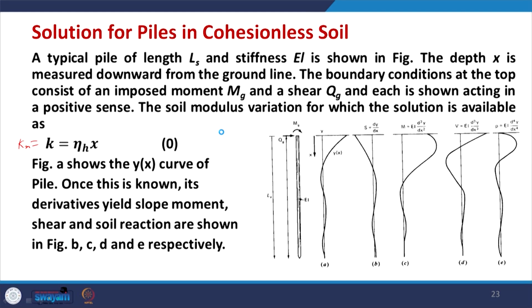Because we are assuming the solution for cohesionless soils, that is sandy soil, for sandy soil the variation of the modulus of subgrade reaction along the depth x can be eta h into x. That means it will be a linear variation. As we already discussed in the last lecture, the variation of the modulus of subgrade reaction is linear, where eta h is the value at the end, and it will be 0 at the top. Figure A shows the y of x curve of the pile. Once this is known, the rest of the things can be found easily, as we discussed.